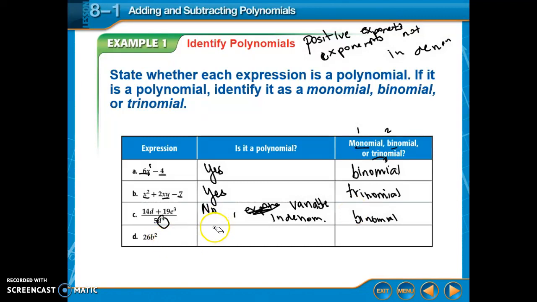So then this one is a polynomial, right? Because we don't have any negatives, and we don't have anything in the denominator, so this one is yes. And then this makes this a monomial, because it doesn't have any plus or minus, so it's just one term, mono.